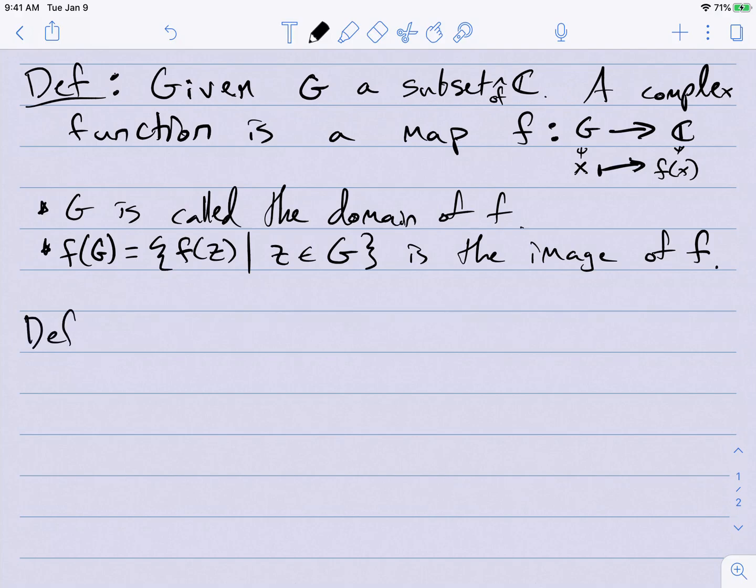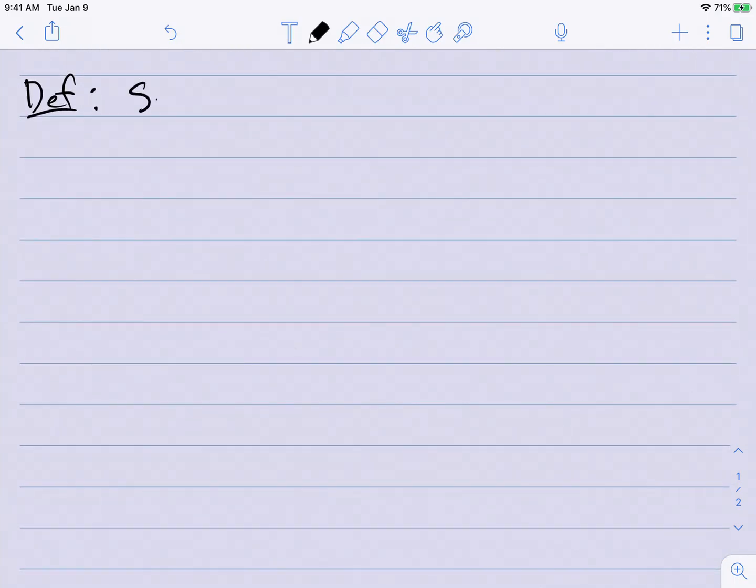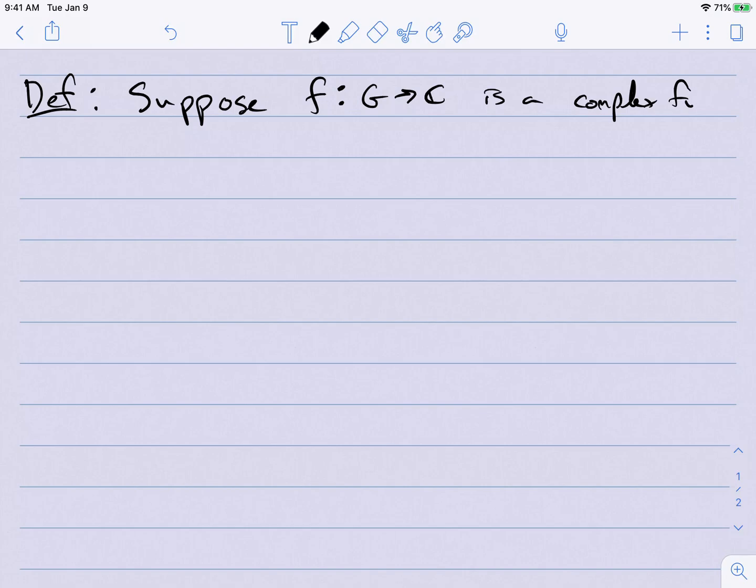Okay, let's talk about limits. So let's suppose we have a complex function. And I want to talk about the limit of this function for some point. What kinds of points are allowed? Actually, accumulation points. So let's suppose that z naught is an accumulation point.